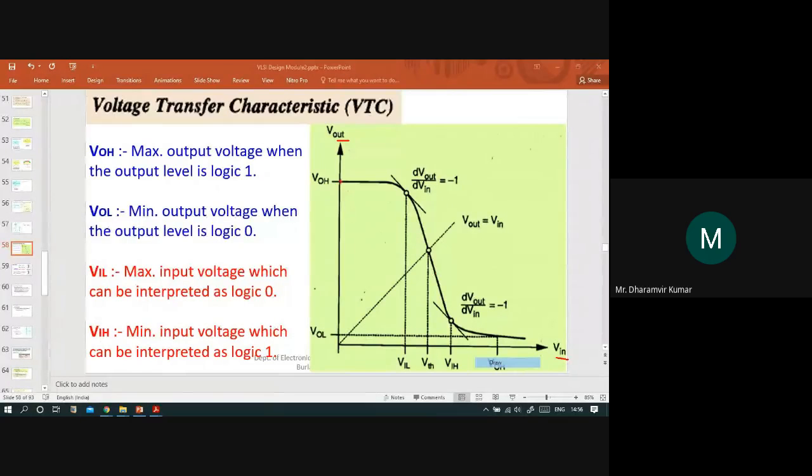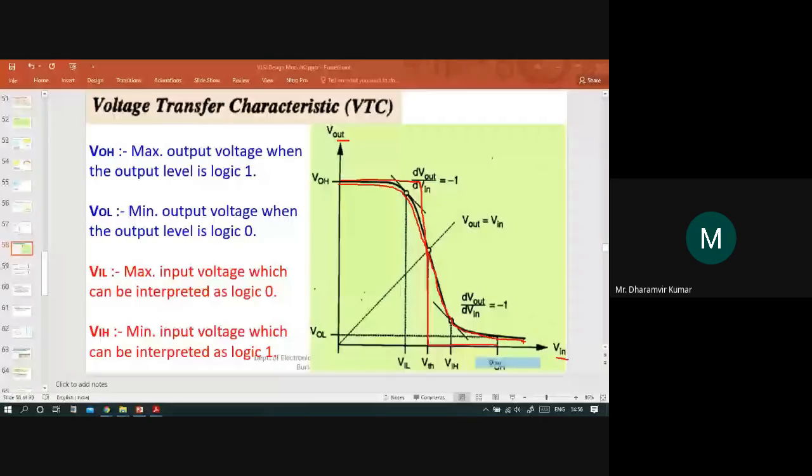The ideal one was simply flat like this, falling at the threshold voltage and coming down like this. But this curvy one is the more realistic curve for a real inverter made using an NMOS device.